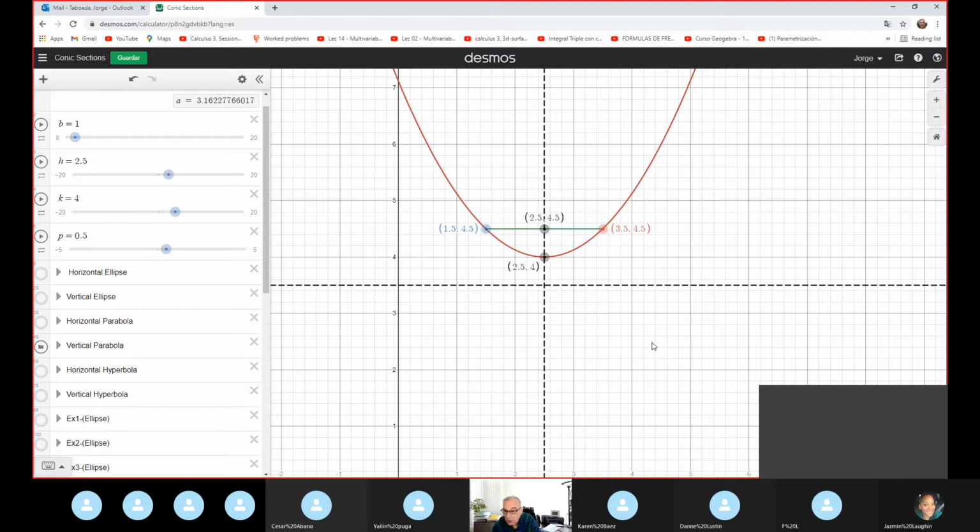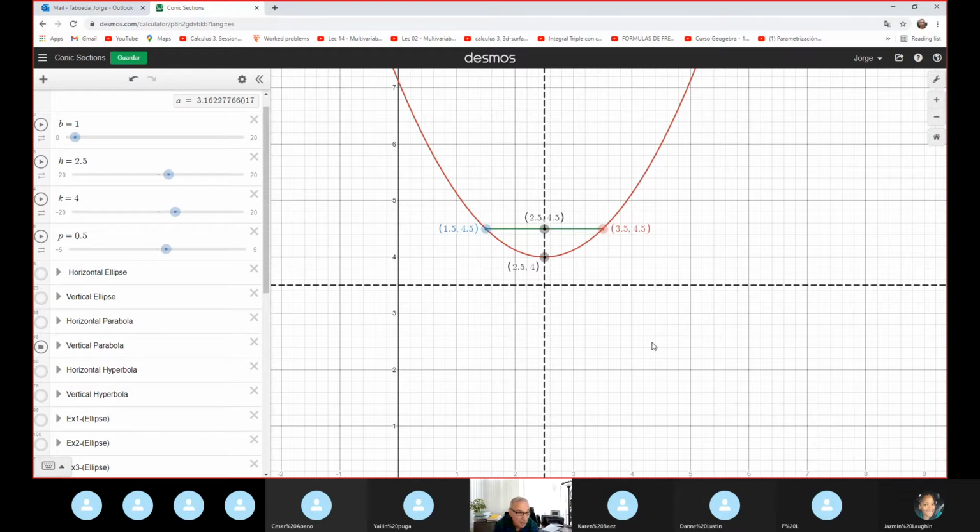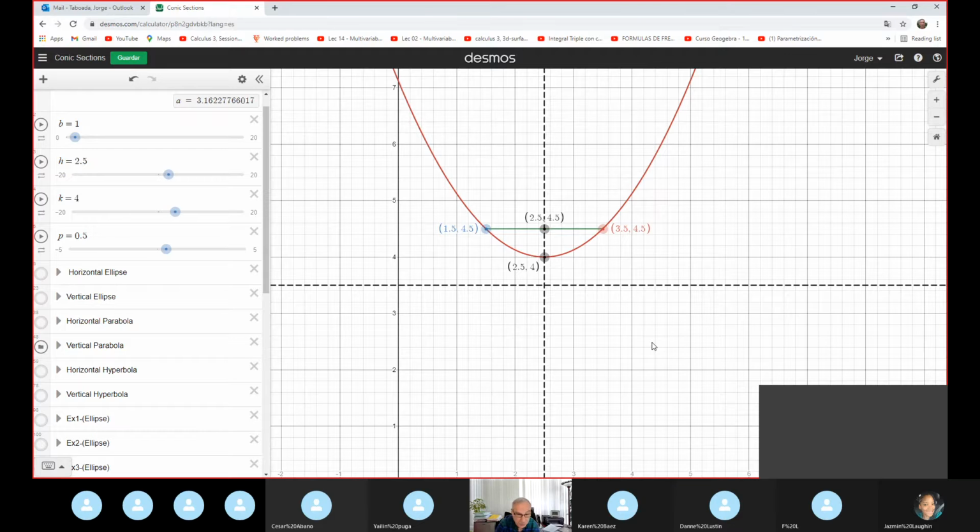Let's do something. Y is over, because P is positive. P is 1/2, positive. That is the reason it opens up. Clear? So the direction in which the parabola opens is given by P. If P is positive, up. Okay, super. Let's move on to the hyperbola.